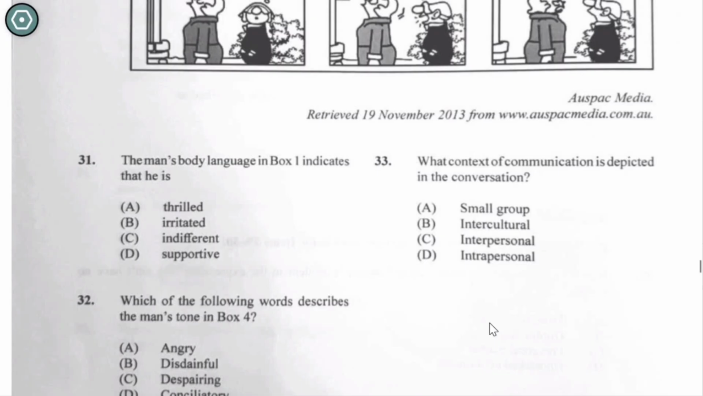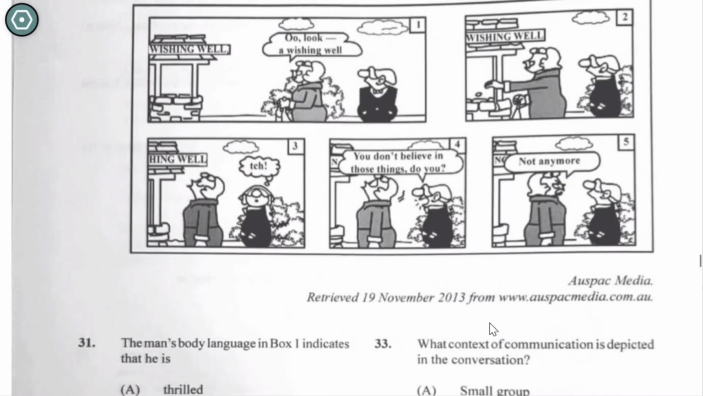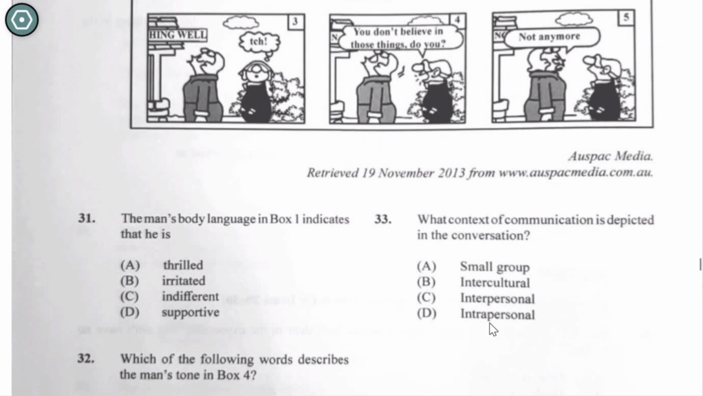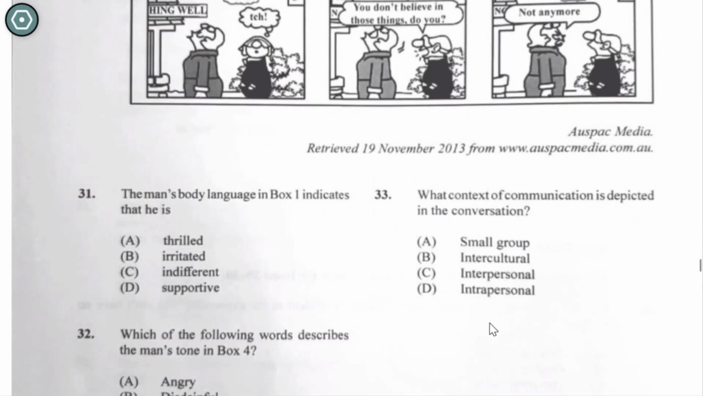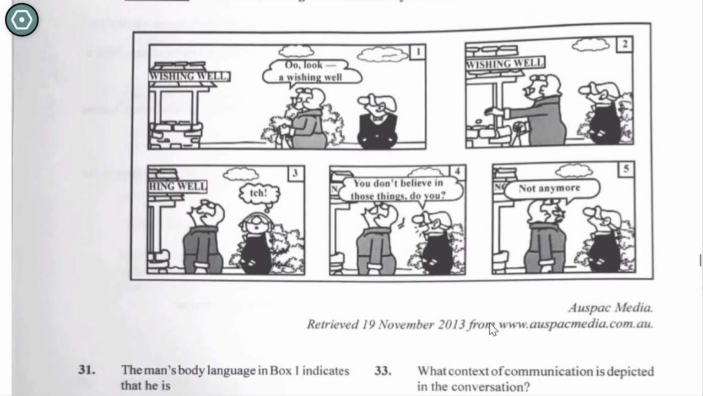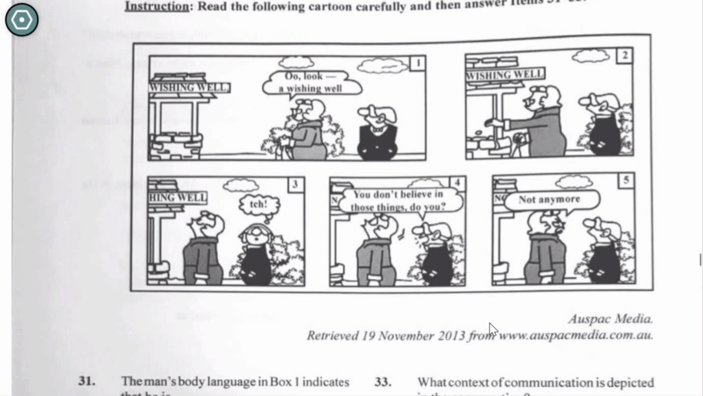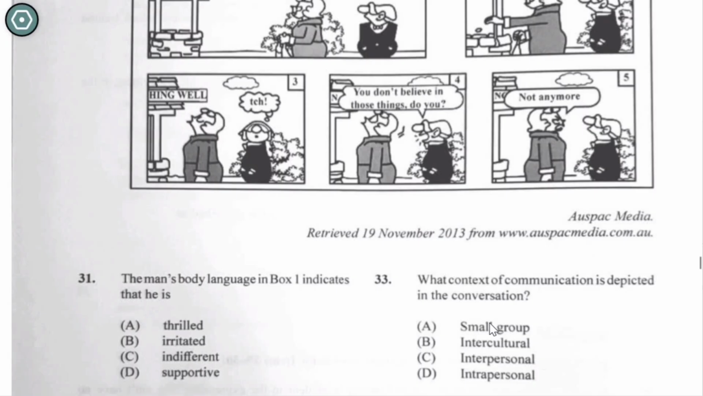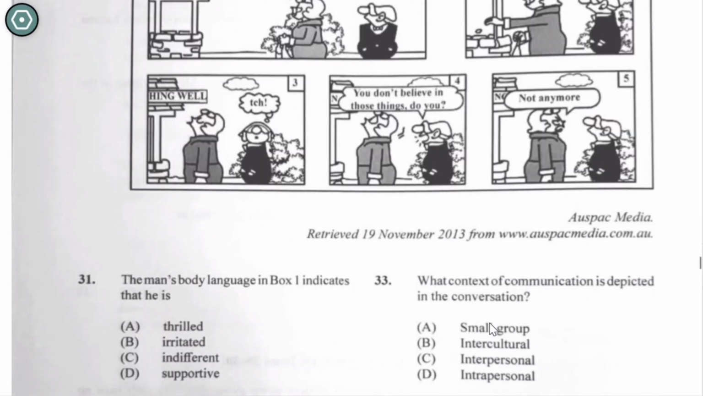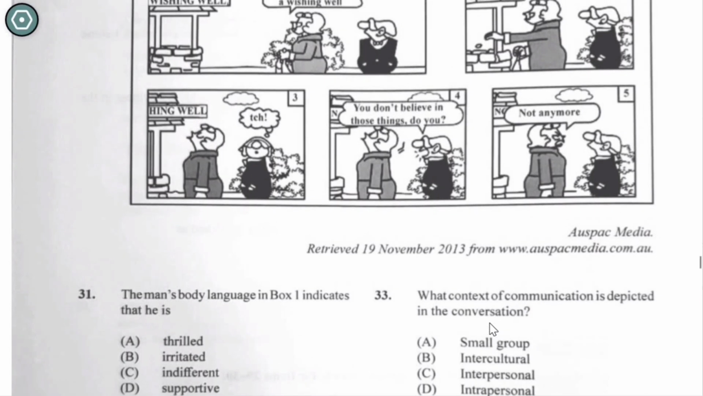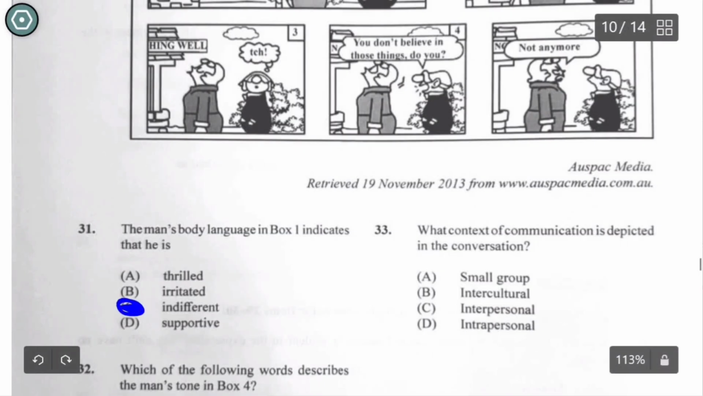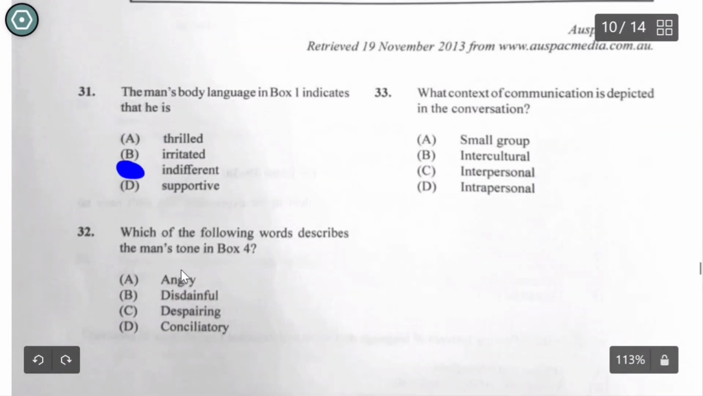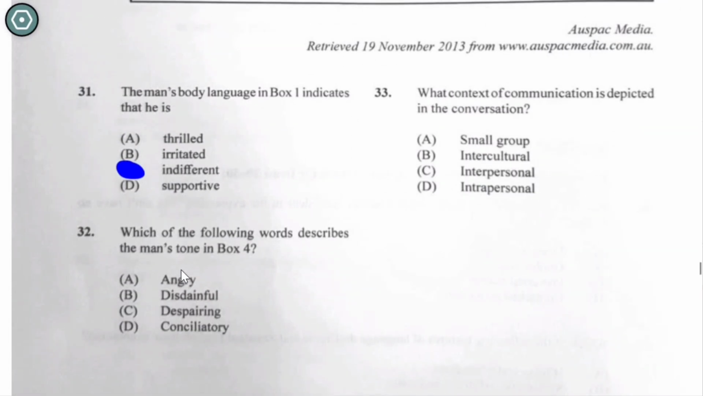31. The man's body language in box 1 indicates that he is thrilled, irritated, indifferent, or supportive. In box 1, he's looking at the lady. I wouldn't say thrilled. Can't tell that he's irritated. Supportive, nah. Alright, let's go with indifferent. I want to say he's unconcerned, but he seems a bit concerned. Like, why is she going over to the wishing well? Like, mind your own business, sir.